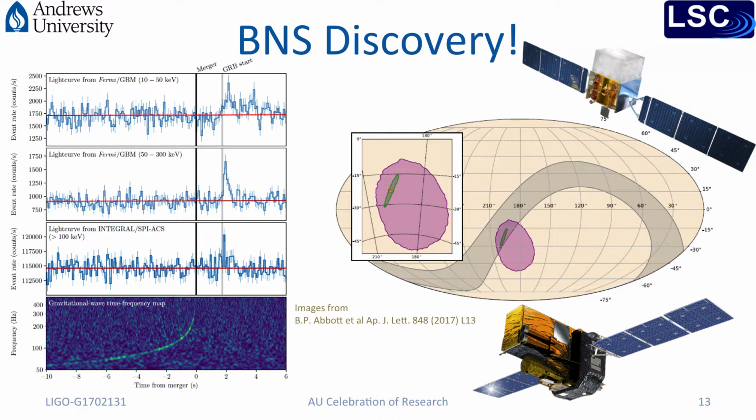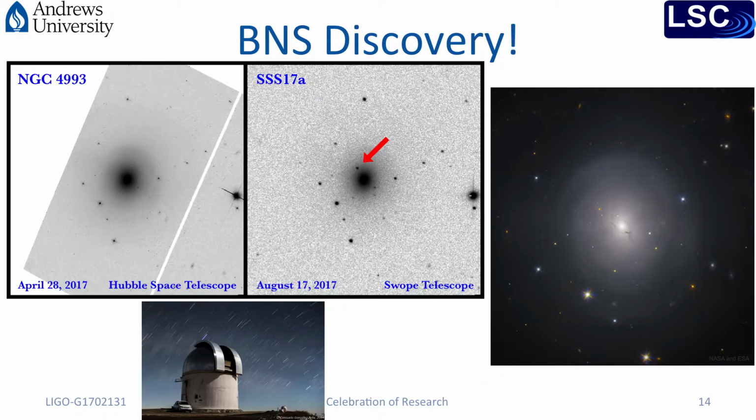Then 11 hours later, this little orange star was put on the map because 11 hours later, Chile was finally in the right location that you could point a telescope at this location in the sky. And the SWOPE telescope was the first to see a speck of light that had not been there before the gravitational wave event was measured.